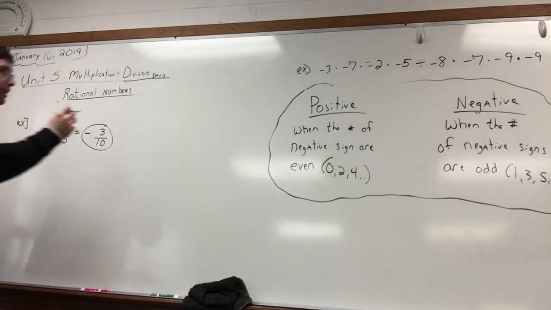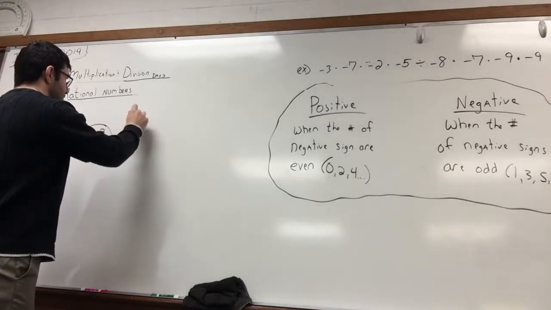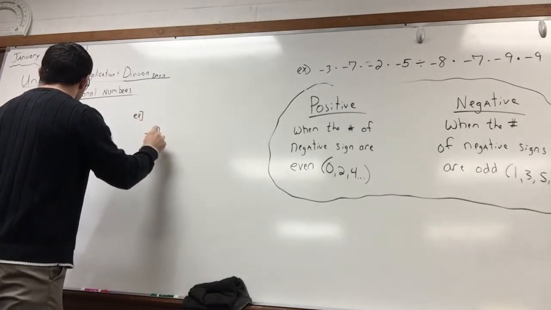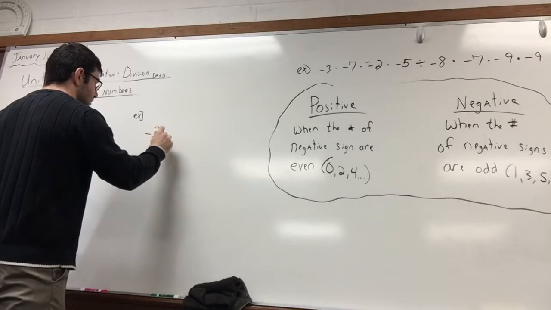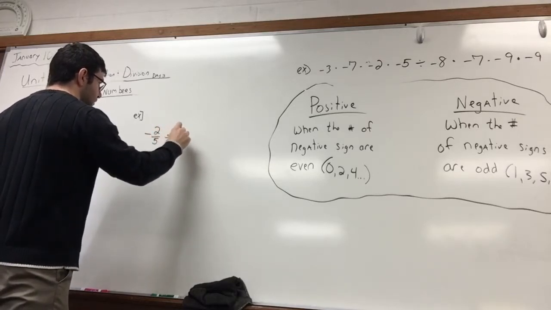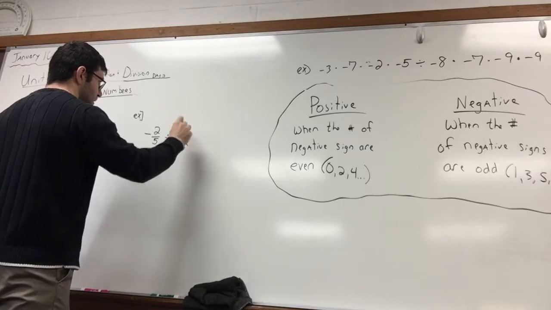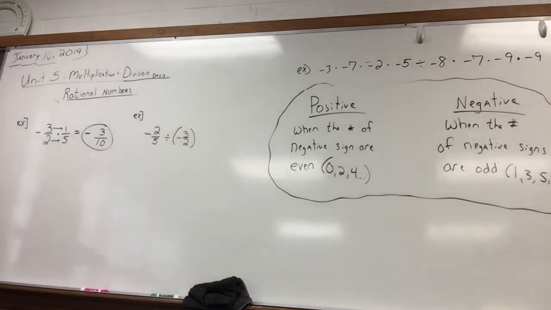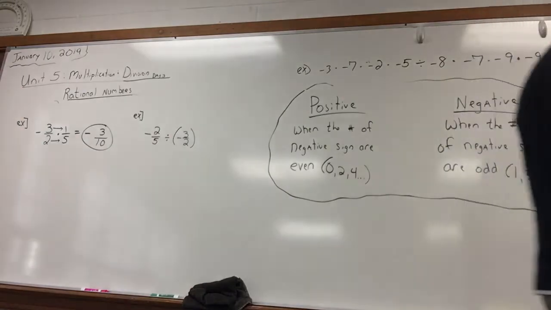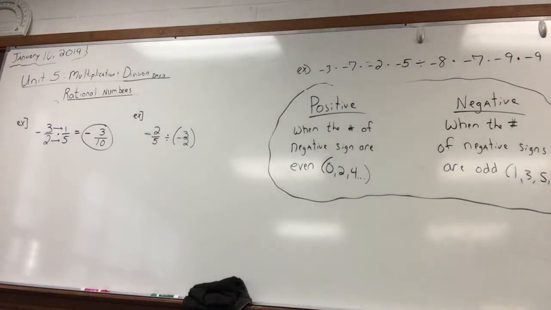Okay, making it a little bit trickier. Negative 2/5 divided by negative 3/2. When you have an answer, raise your hand.